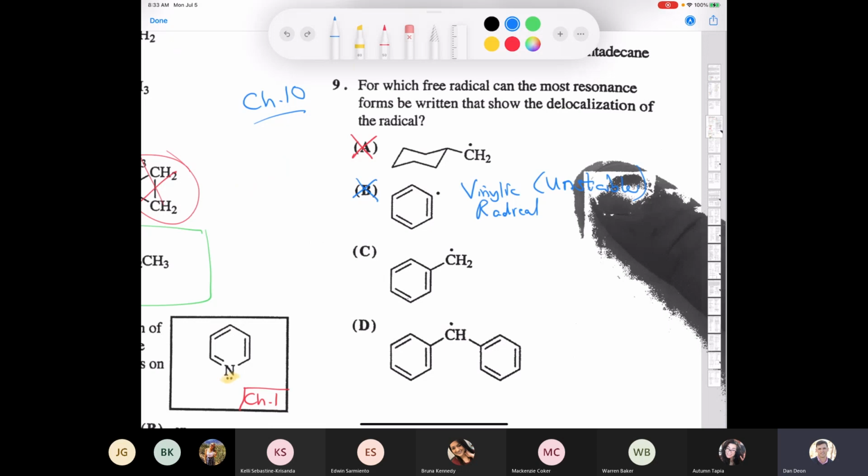That's vinylic. It's just like you would never see a vinylic carbocation. Something that we don't see in organic chemistry is a positive charge on a vinylic carbon. So we'll just scratch that out.